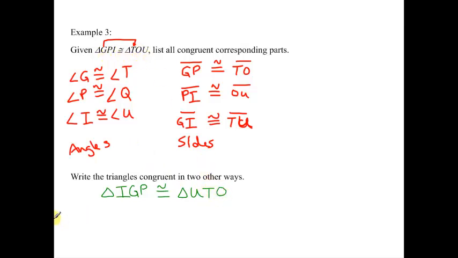So there's one other way. What's another way we could do this? How about we put the P in the front? So P, and then let's go I and G. Oh, PIG. Okay, we'll do the triangle PIG. And that's congruent to what letters? Give that a shot. In fact, pause the video, write it down, then come back and see what it is. See if it matches. Okay, if you did it, this is what I got. I got triangle PIG is congruent to triangle OUT.